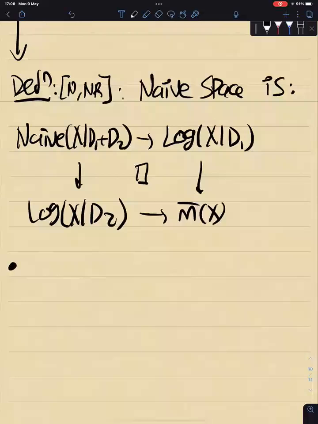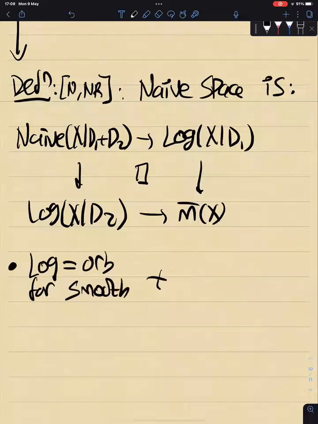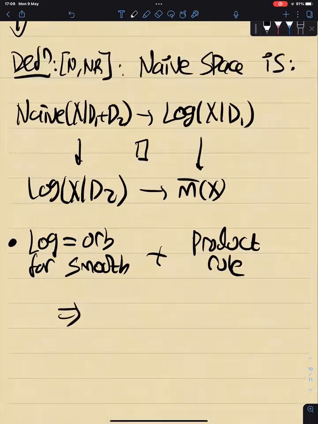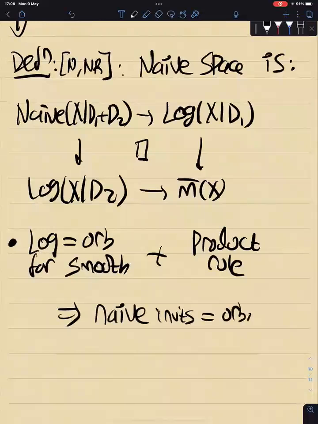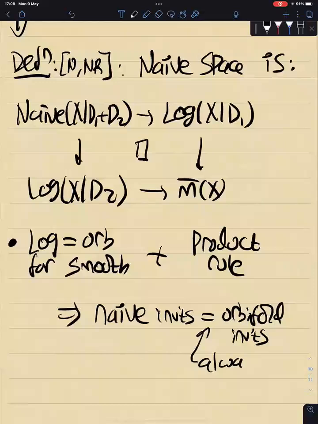Okay, so let me just point something out though. The fact that log equals orbifold for smooth divisors, combined with this product rule, implies that this naive space has a virtual class, and you can define invariants, and it implies that the naive invariants equal the orbifold invariants always. Meaning without any blowing up. So this equality always holds.